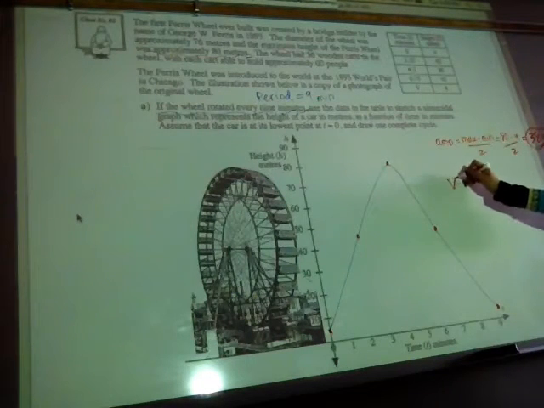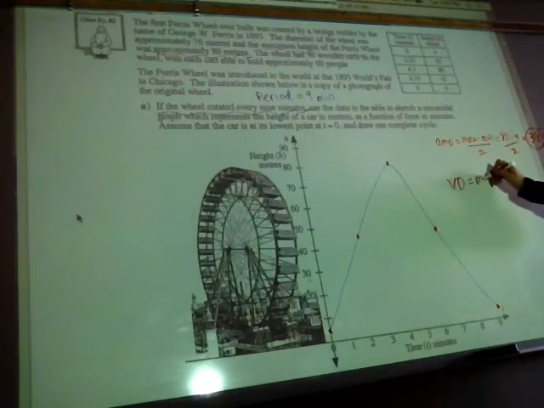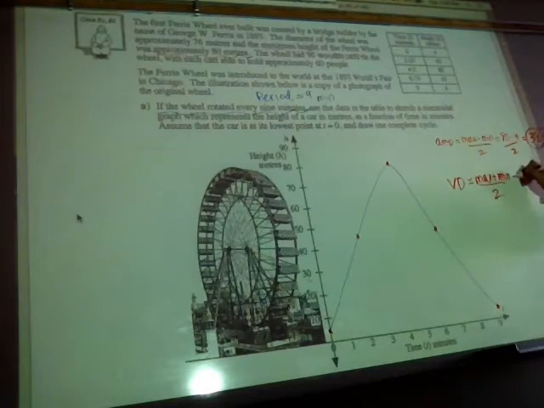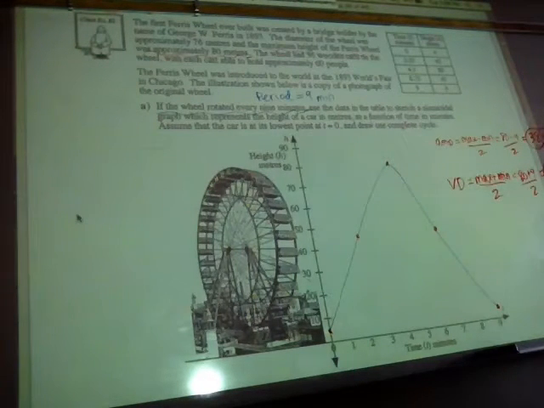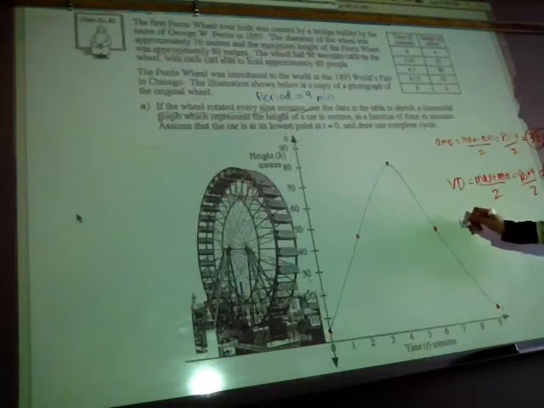Okay, let's do our vertical displacement. It's going to be max plus min divided by 2. So this time we have 80 plus 4 divided by 2. So 84 divided by 2, we get 42. That's our D value. Okay, period, we already know.